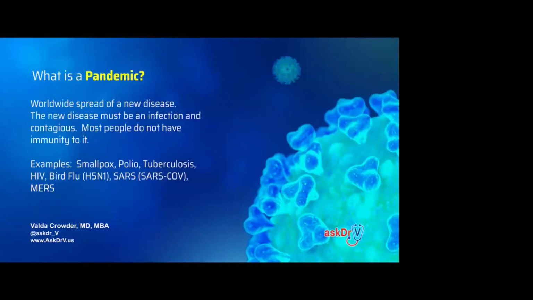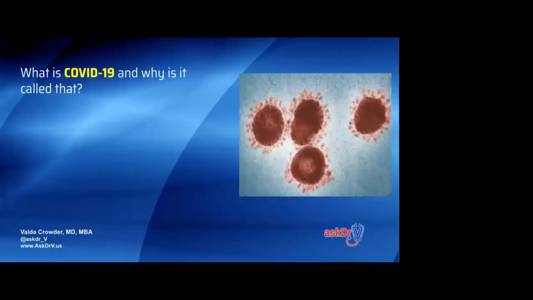So what is a pandemic? A pandemic is the worldwide spread of a new disease that must be an infectious disease and must be contagious, that people do not have immunity to. So examples are smallpox, polio, tuberculosis, HIV, bird flu, SARS, and MERS are examples that you've probably heard of.